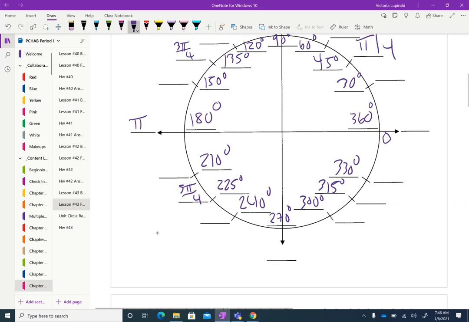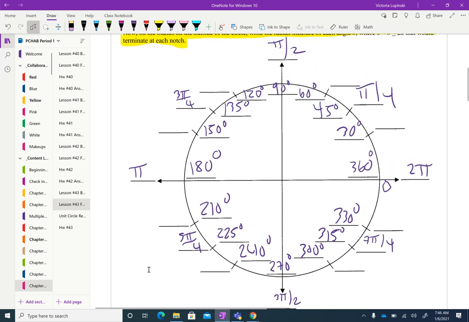At the bottom would be 6 pi over 4, and 6 pi over 4 reduces to be 3 pi over 2. That would make the next one 7 pi over 4. And then all the way around the circle would be 8 pi over 4, which is equivalent to 2 pi. And remember, that's what we talked about yesterday, the fact that the circumference of the unit circle was 2 pi, which means exactly 1 revolution.